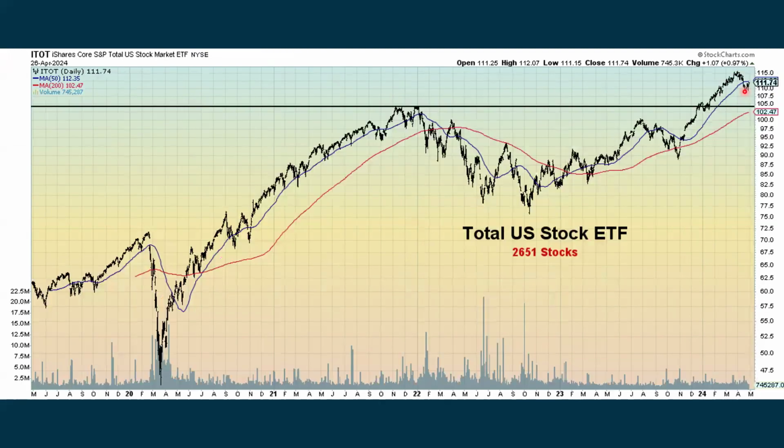Then we have a total US stock ETF, which is the biggest ETF that I know of because it has 2,651 stocks in it. I know there's the Wilshire 5,000, but it's been decades since it actually had 5,000 stocks in it. This gives us a really good idea on a very broad basis of what stocks are doing. And they are in an uptrend, but they also saw some weakness. They're trying to make a run back up to their 50-day moving average.